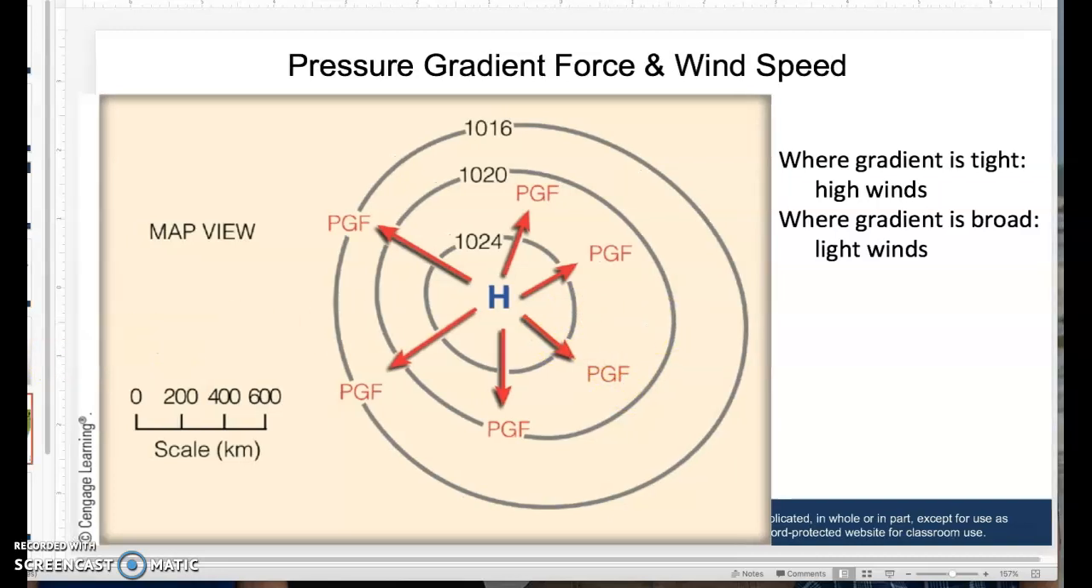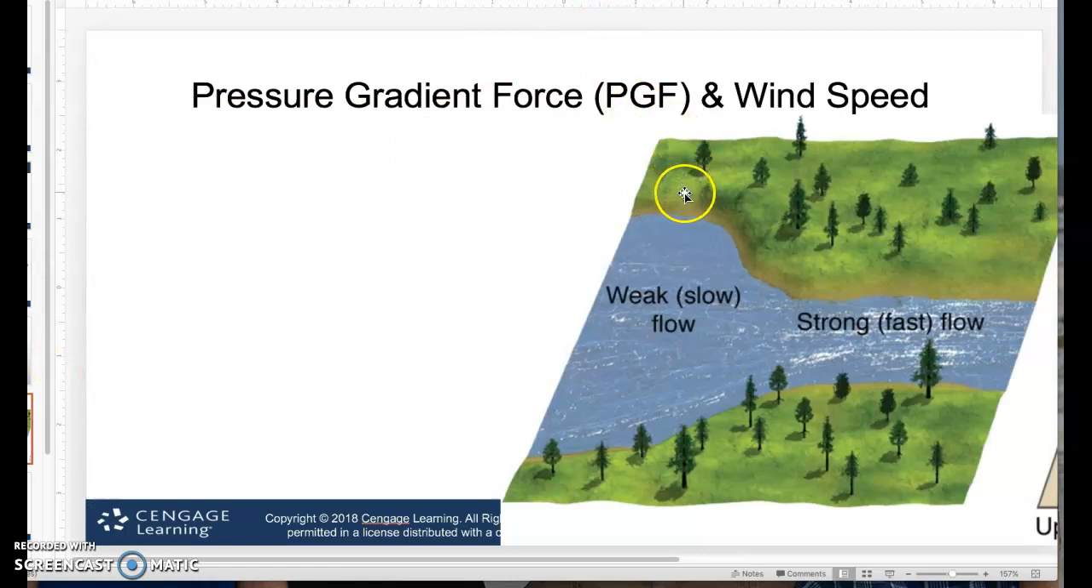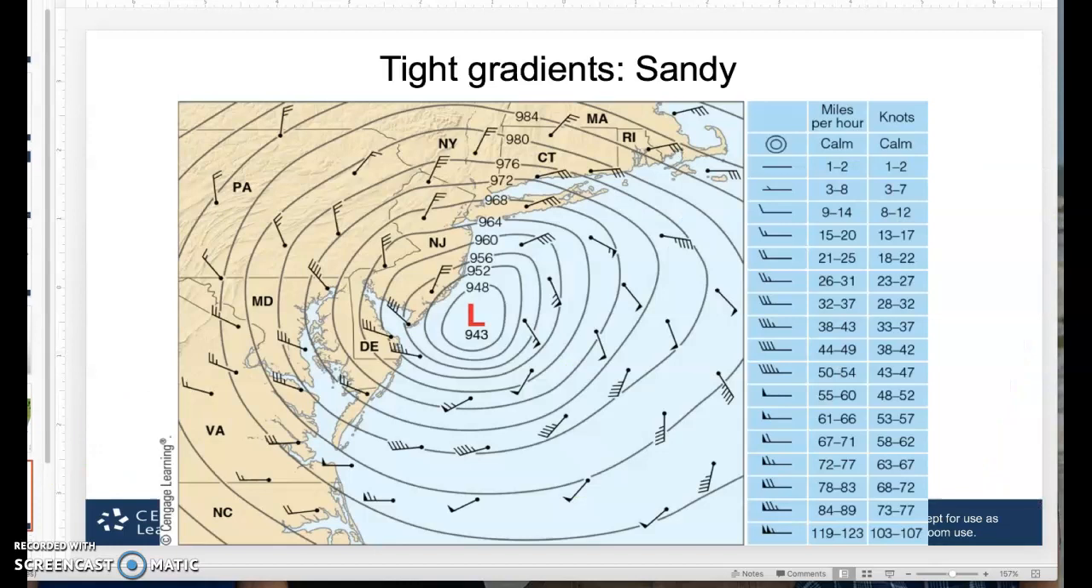In much the same way, when you have a pond next to a stream, you tend to notice that the pond is all placid and the stream has a bubbling brook. There's a faster flow through an area that is tighter, just like there's a faster flow of wind around a tighter pressure gradient. Case in point, Sandy.